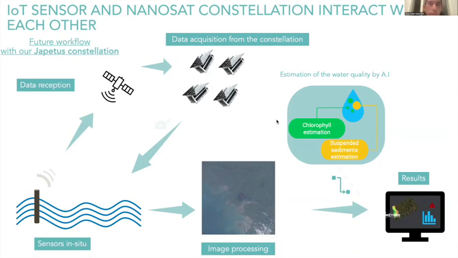In the near future, the IoT sensor will directly interact with our 20 nanosat constellation called Japetus. Indeed, Prométhée Earth Observation is a French new space Earth observation operator. It means that we are developing our own space infrastructure, and the objective is clearly that the in situ sensor can directly interact with the space infrastructure. Each time the pollution threshold is reached, the information will make it possible to take the picture from the constellation of satellites, then providing real-time understanding with a global view.